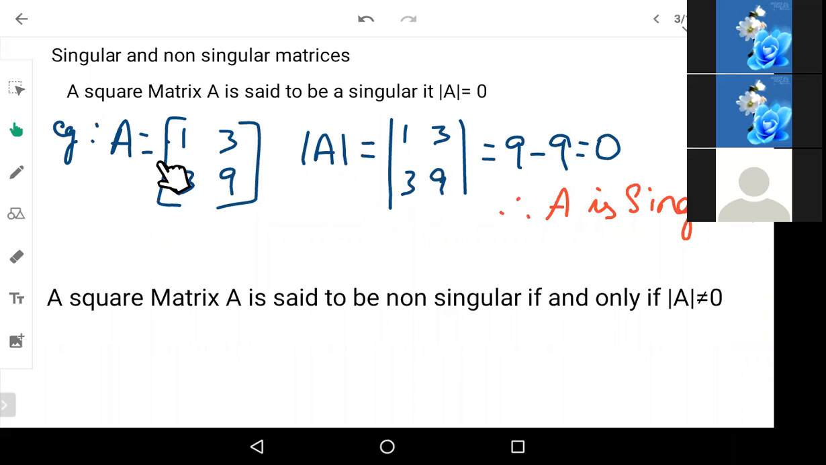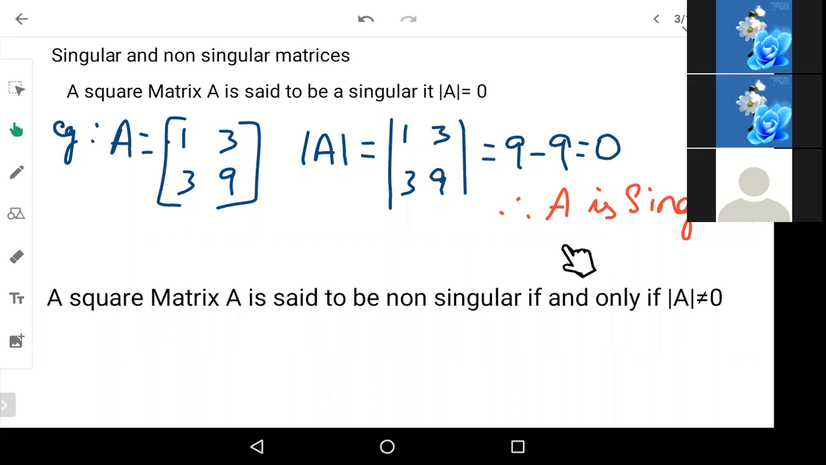So if you see here, matrix A is 1, 3, 3, 9. You have to find the value. How do you find it? Cross multiplication. First we have to start from here. 1 into 9 is 9, minus 3 into 3 is also 9. So 9 minus 9 is 0. So A is a singular matrix.